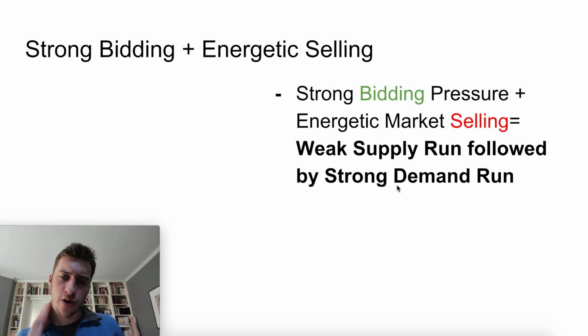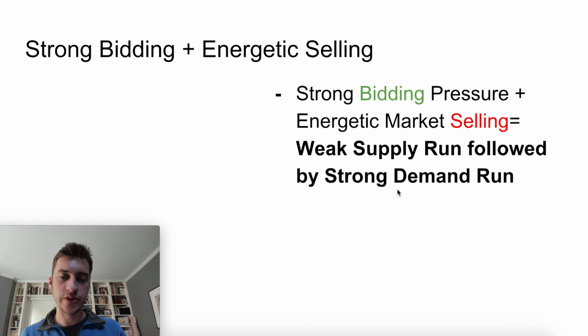So how about strong bidding pressure but energetic market selling? This is where it gets a little different and interesting. So imagine many limit buy orders, many bids. It's a very heavily weighted order book and really not many offers, but energetic market selling, just tons of market selling. What's probably going to occur, and I'm going to say this with an asterisk next to it, is a weak supply run followed by a strong demand run. Price will likely go slowly down and then very strongly up.